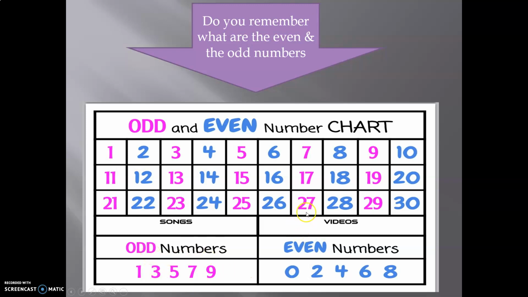Take a look at 27. Can you see the ones digit? It is 7. It's in the group of odd, so 27 is an odd number. Now, take a look at 19. Take a look at the ones digit. 9. In which group? Odd or even? Odd. So 19 is an odd number. Take a look at 24. Look at the ones digit. It is 4. So 24 is even because 4 is in the group of the even numbers.